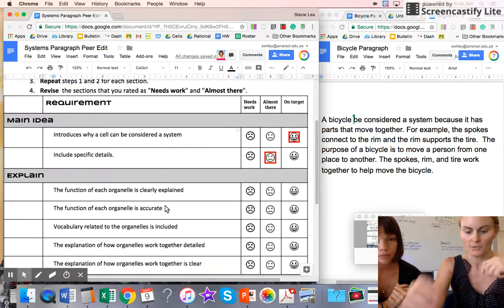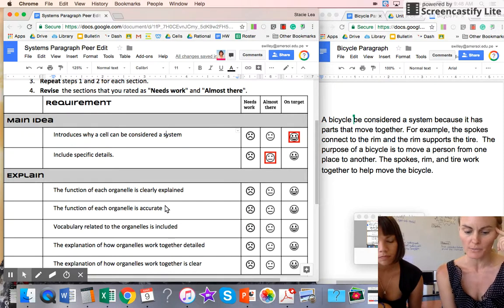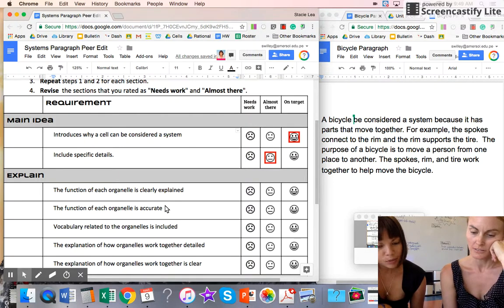Okay. So now my explain. For example, the spokes connect to the rim and the rim supports the tire. Okay, so the first requirement is the function of each organelle or part is clearly explained. So you've said three parts, the spokes, the rim, and the tire, which is great that you had three parts. And you kind of mentioned what the rim does. You said the rim supports the tire. But you haven't really said what the spokes or the tire do.